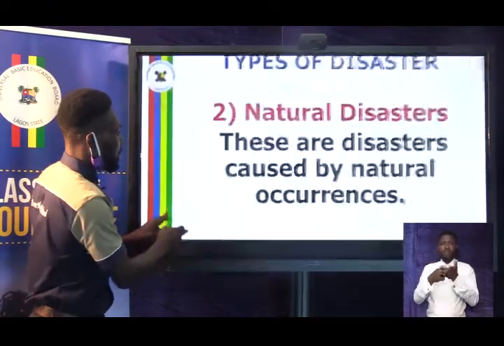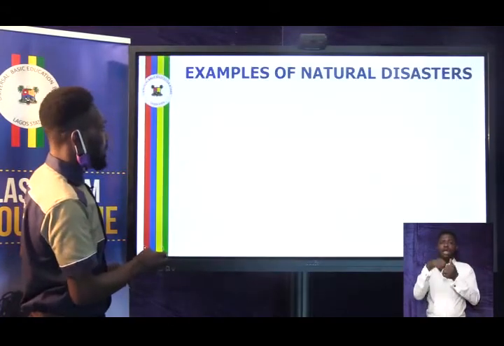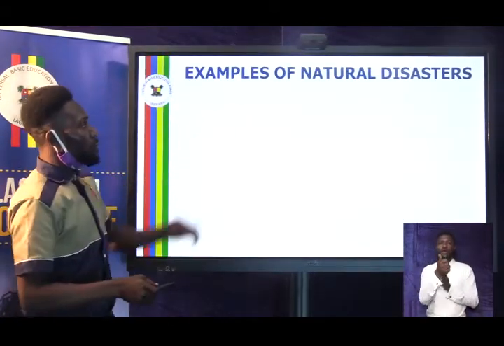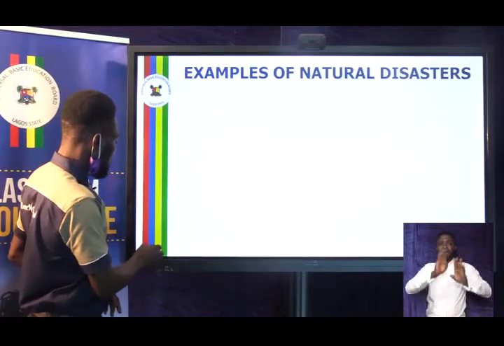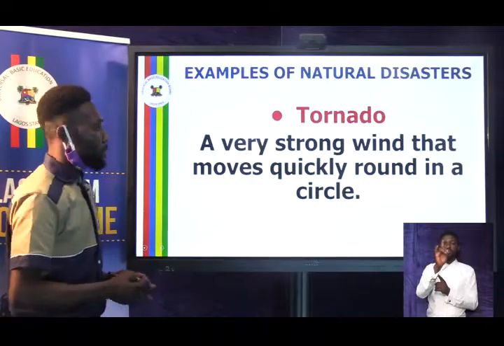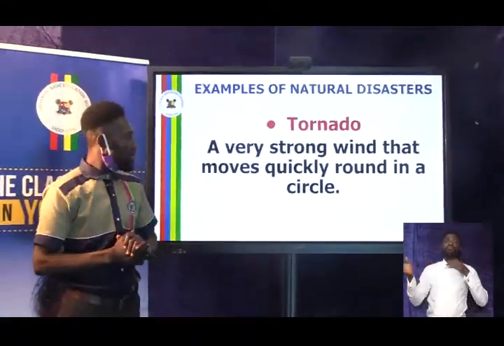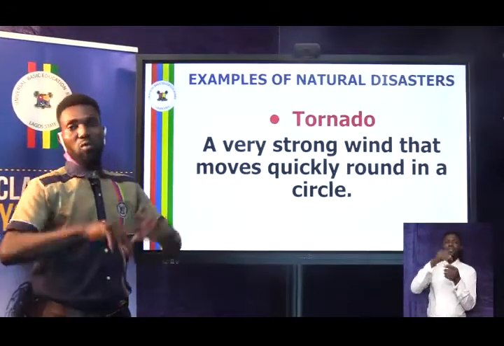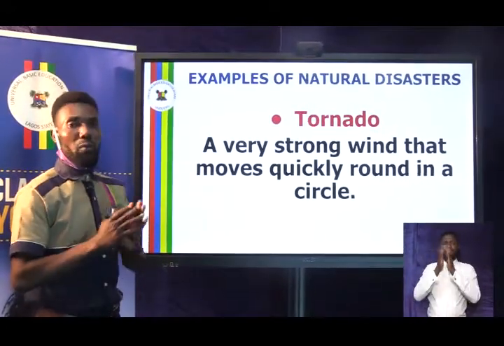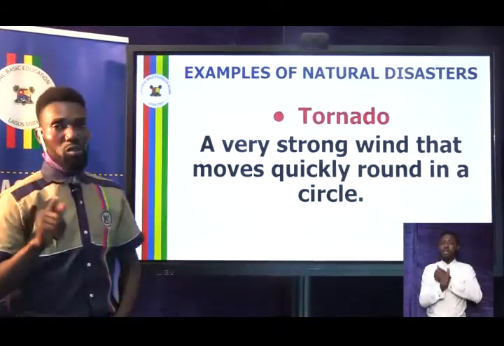Now let's look at these disasters we are talking about one after the other. Examples of natural disasters. The first one we want to look at is tornado. Everybody say that. A tornado. A tornado is a very strong wind that moves quickly round in a circle. I pray we don't witness this in this country, because it's very, very dangerous.